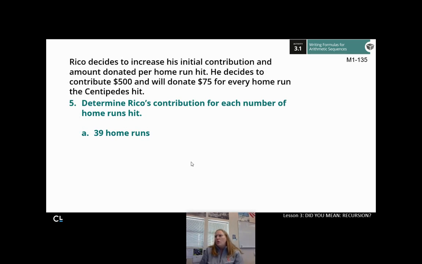So now that we know that we have these very different numbers that we're working with, I would like you to determine Rico's contribution for each number of home runs hit. So number 5, there's only 2 this time, part A and part B. So using this new information, new initial term, new common difference, go ahead and use that explicit formula to find the amount of money he's donating for these home runs for part A and B. Go ahead and hit pause to work those out. Hit play when you're ready to check your work.